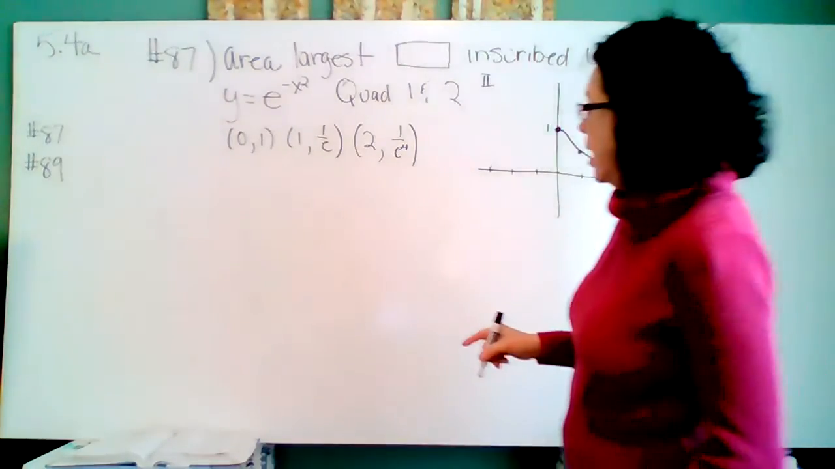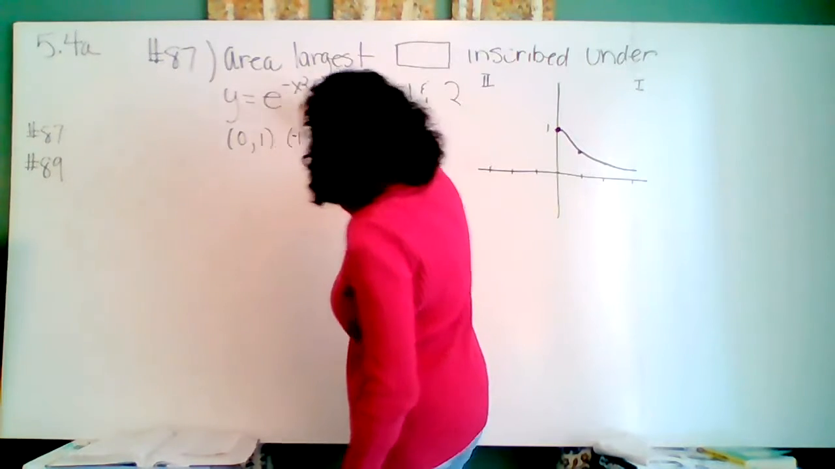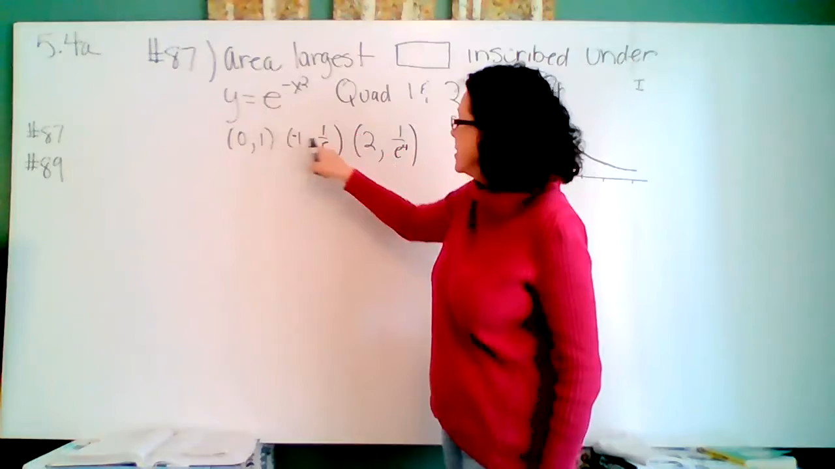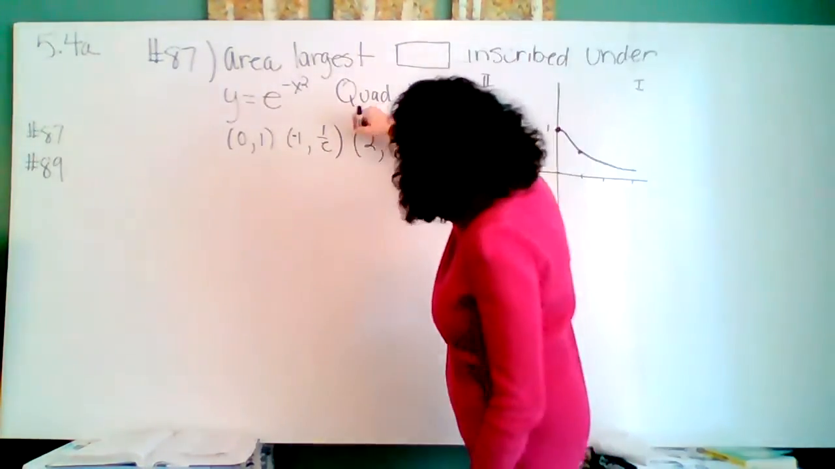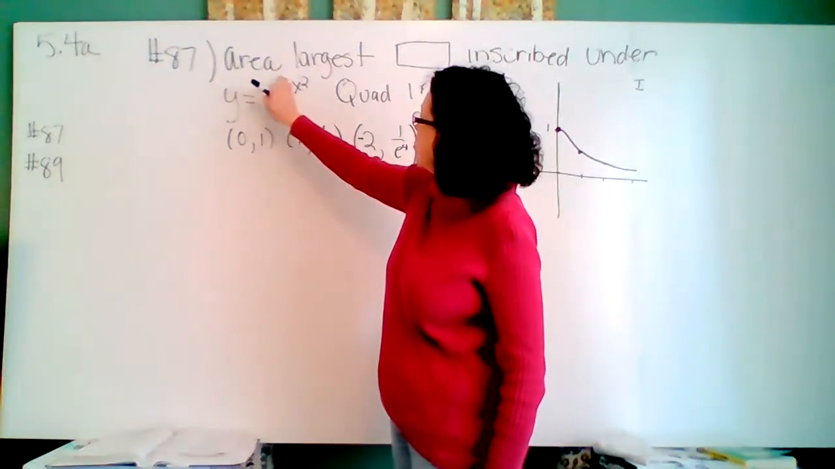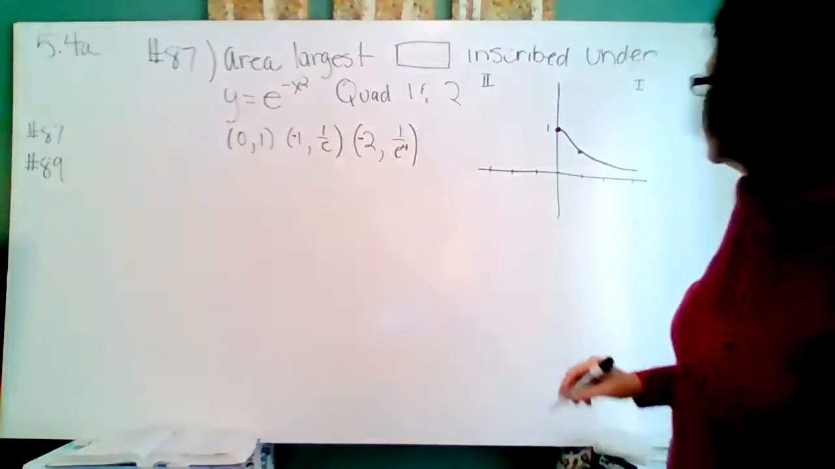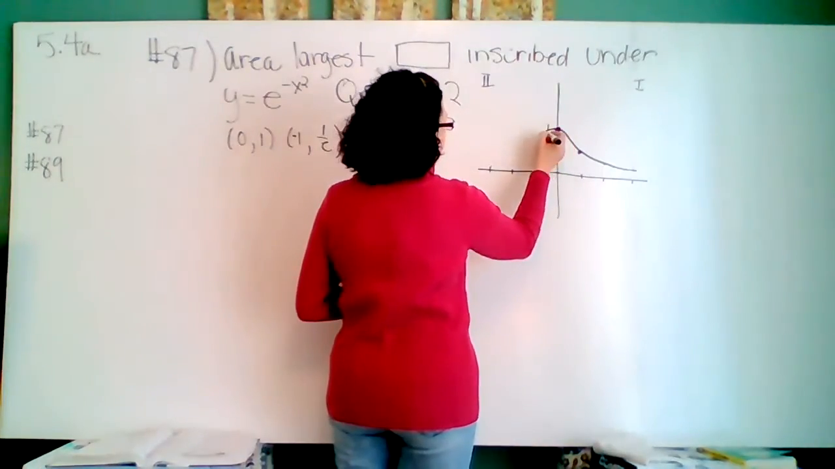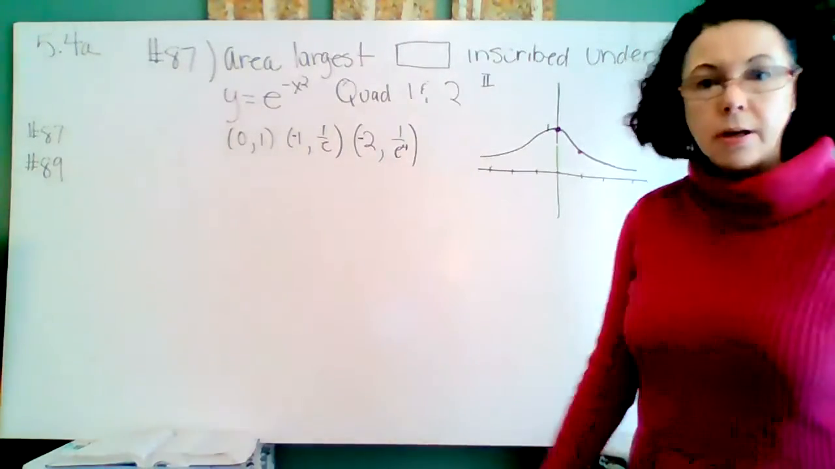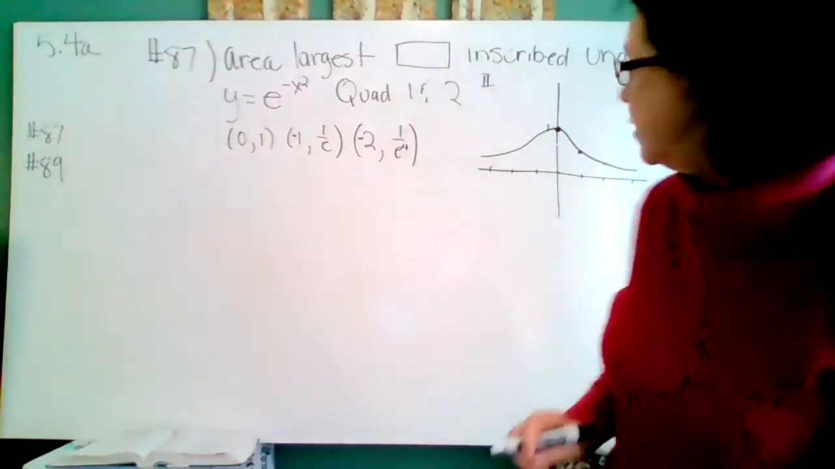Now, notice when I put in a negative 1, negative 1 squared is 1 times a negative. I still have a 1 over e. Notice when I put in a negative 2, a negative 2 squared is 4. Now it's a negative 4, and I get the same answer out. So it's not surprising that this function is symmetric over the y-axis because of the inside function being a parabola.